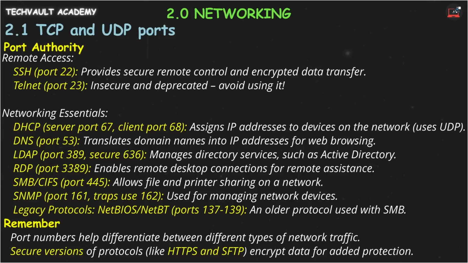RDP, port 3389, enables remote desktop connections for remote assistance. SMB/CIFS, port 445, allows file and printer sharing on a network. SNMP, port 161, traps use 162, used for managing network devices. Legacy protocols, NetBIOS, NetBT, ports 137, 139. An older protocol used with SMB. Remember, port numbers help differentiate between different types of network traffic. Secure versions of protocols like HTTPS and SFTP encrypt data for added protection.